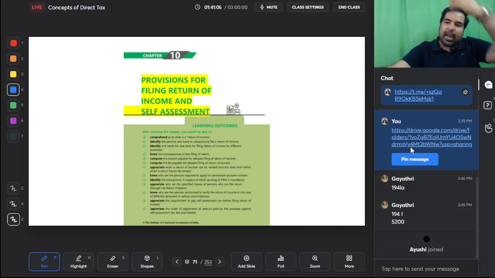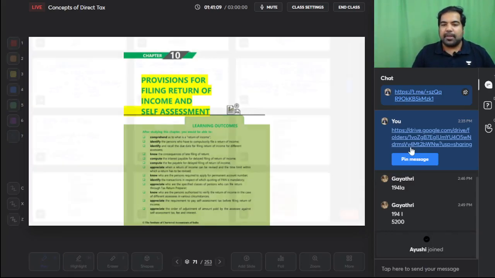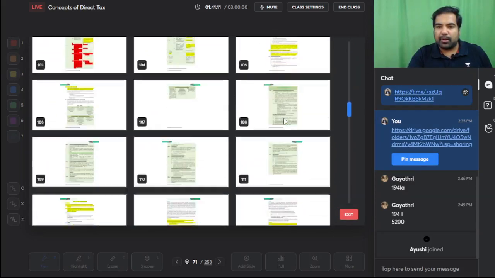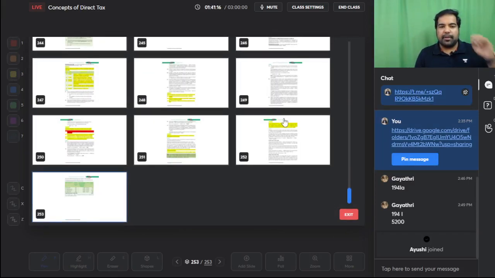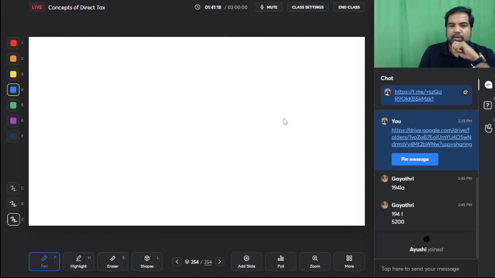Alright, back at it and looking at the last chapter, that is computation of income and rates of tax, is the last chapter that we're looking at. So just going ahead and putting the details in. Here we go. So I'm just adding a slide. This one is on rates of tax and computation of income.